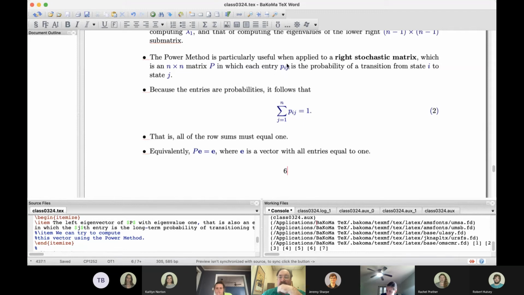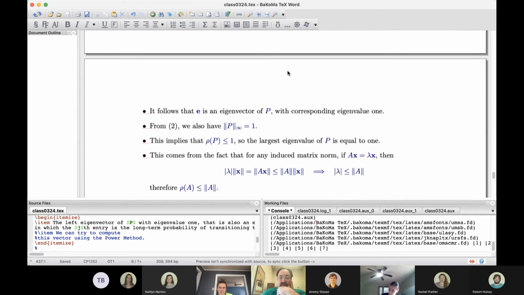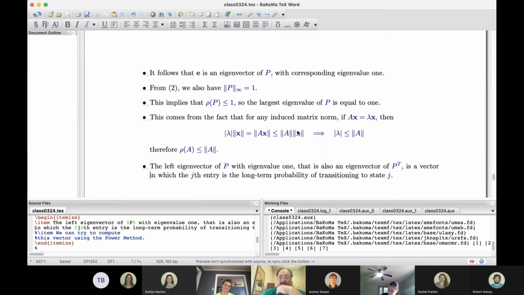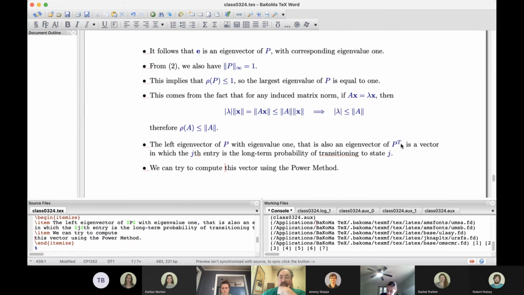P_ij is a probability of transition from state i to state j in one step. So if you took P squared, each entry is a probability of transitioning from i to j in 2 steps, and so on. In the limit, you get the eigenvector. Each entry of the eigenvector is a probability of getting to state j ever, in any number of steps. So you can try to compute this eigenvector using a power method applied to the transpose.